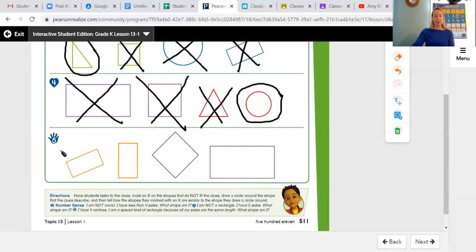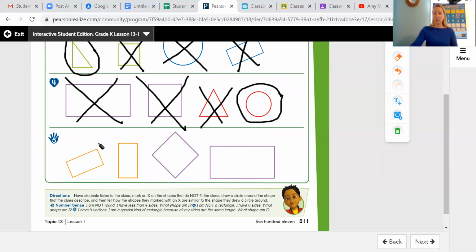All right, friends, let's do number 5. Listen to my clues. I have 4 vertices or 4 corners, and I am a special kind of rectangle because all my sides are the same length. So we are going to cross out any shapes that do not have 4 vertices. Let's do that first. Oh, look at this shape. Let's count the vertices. 1, 2, 3, 4.